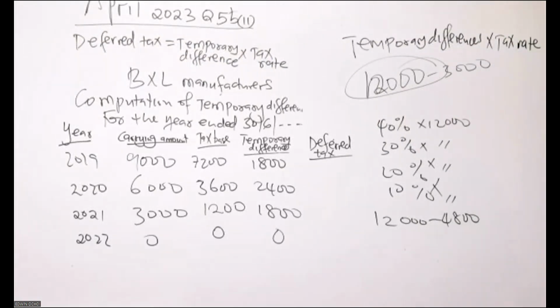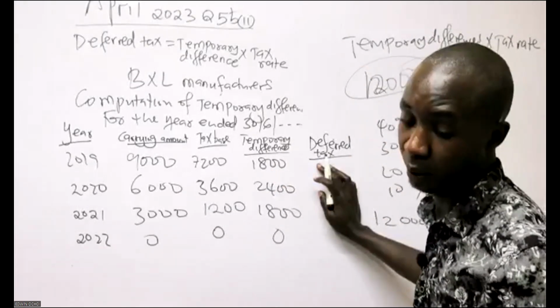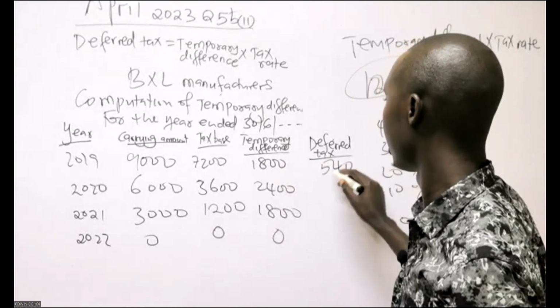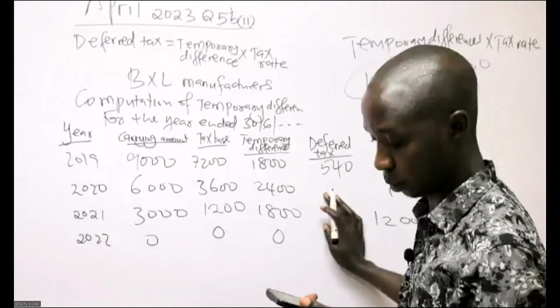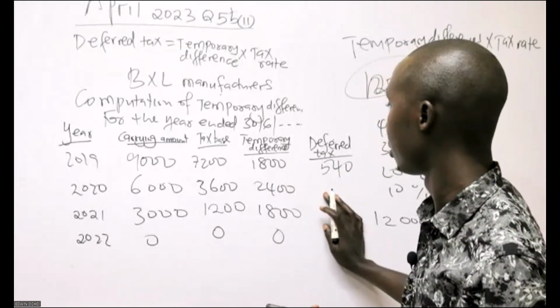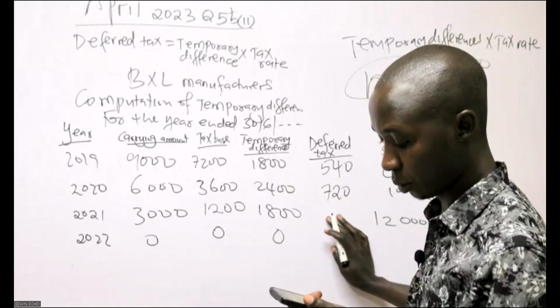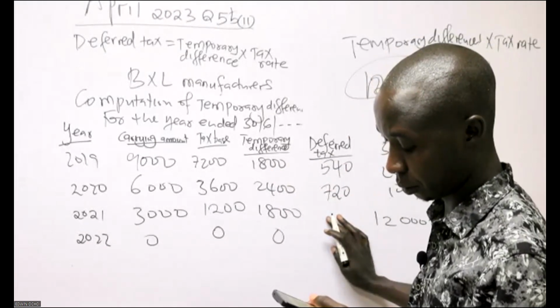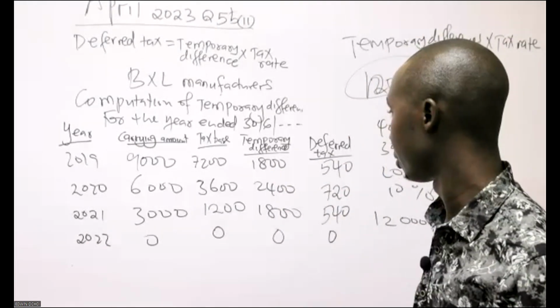That is what you do. So 30% of this 1,800 you get 540. So this is 540. The next one is 720. Yes. The next one is 540 as well. And 540. And 0.